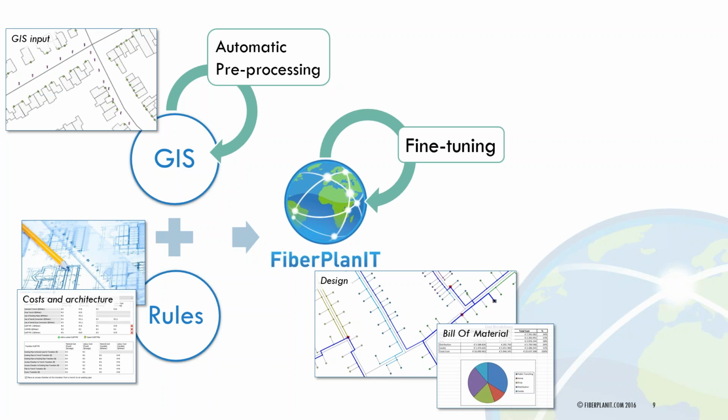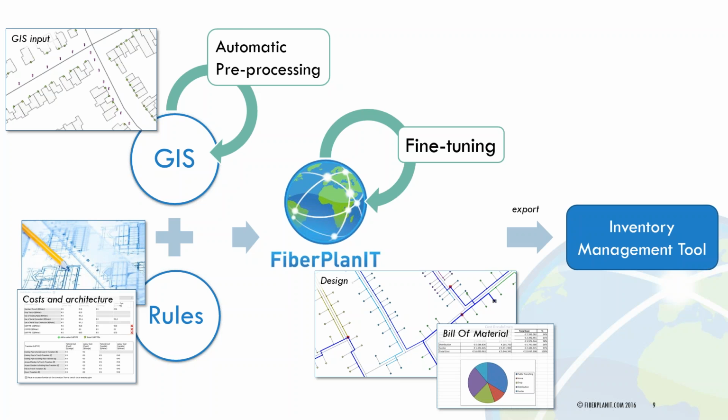Then the FiberPlanIT Designer also allows for still fine-tuning your design, and putting in extra restrictions, so the locations of any distribution cabinets, or any type of connection of a building to one of these cabinets, and then we'll try to re-optimize your network taking into account these restrictions. Then at the end, you can choose to export this information to your network inventory management tool.